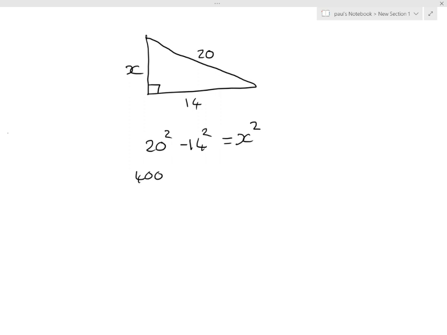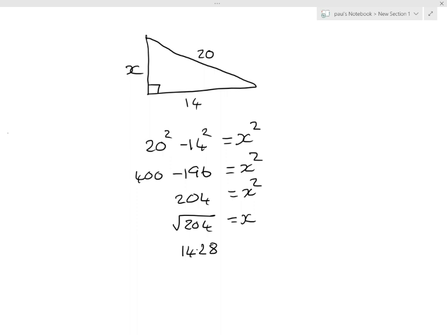So that's 400 minus 196 equals x squared. That's 204 equals x squared. And the square root of 204 equals x, which is 14.28, or you could go 14.3 to 1 decimal place. So that's finding that one.